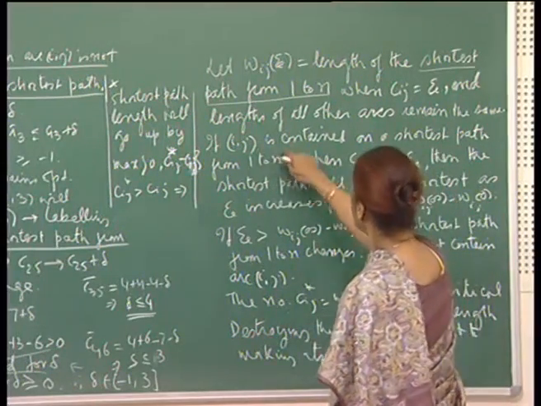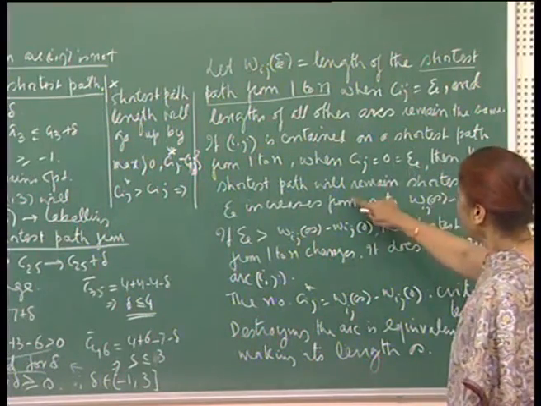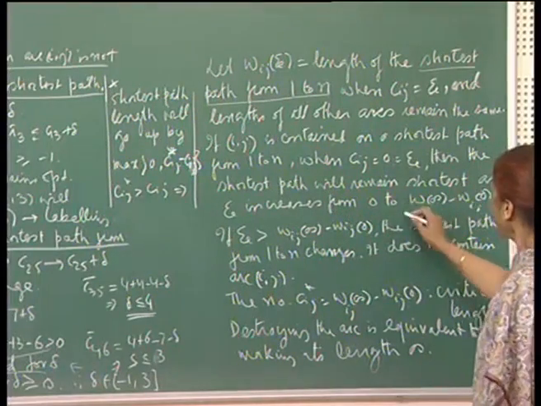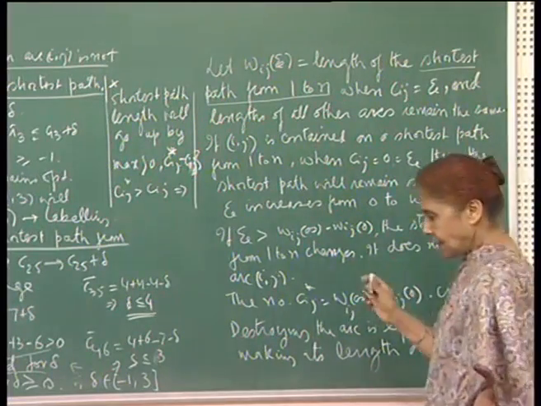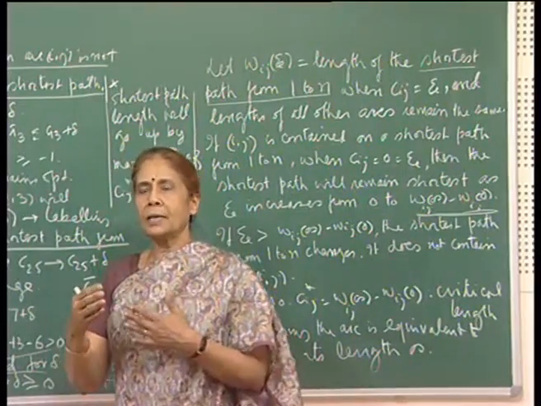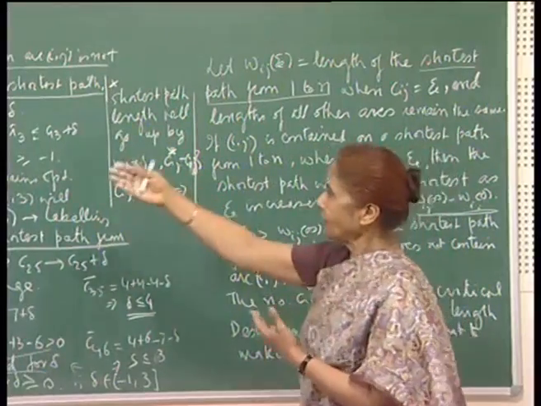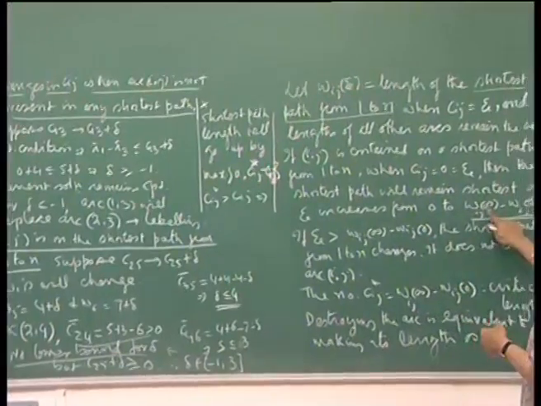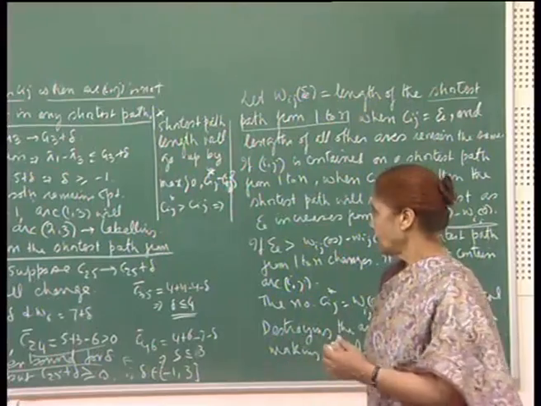Now, if ij is contained on a shortest path from 1 to n, when C_ij is 0, then the shortest path will remain shortest as psi increases and goes from 0 to this number. And remember, when we say that the length of an arc has become infinity, it implies that the arc is not there, because obviously you are talking in terms of finite length. So, shortest path length will be finite. So, any arc length going to infinity means that it is not part of the shortest path, either it is destroyed or it is not in the network.